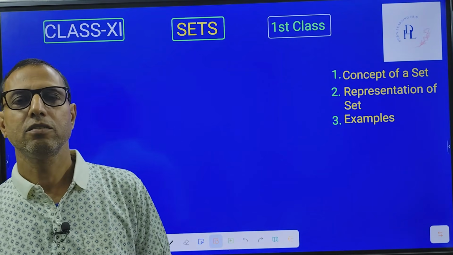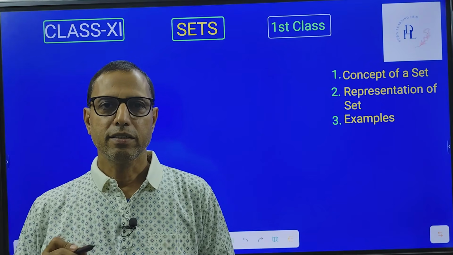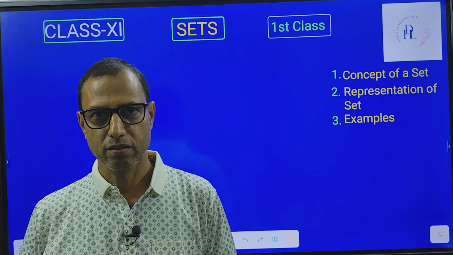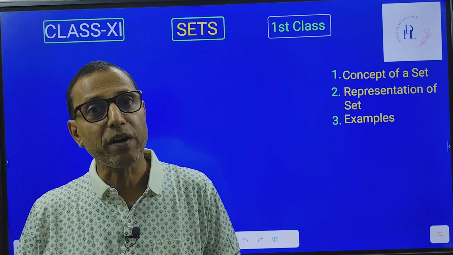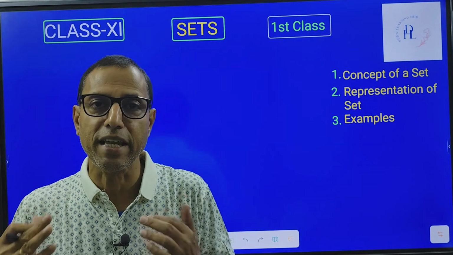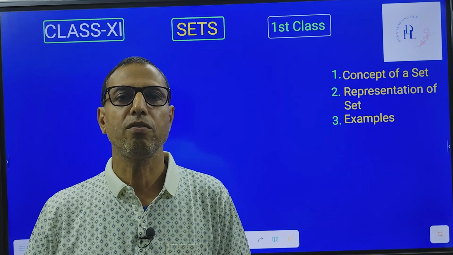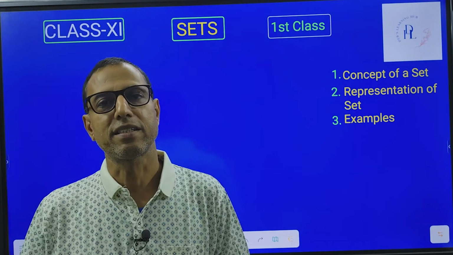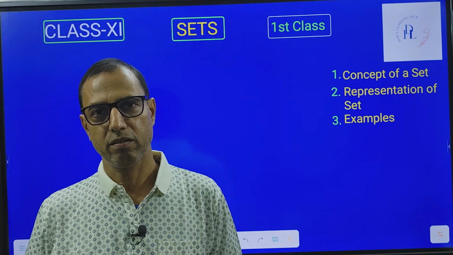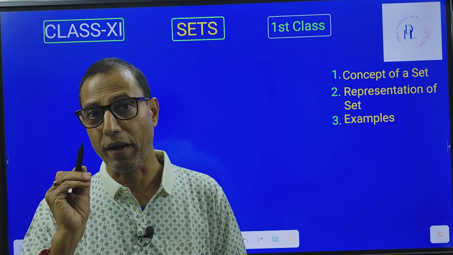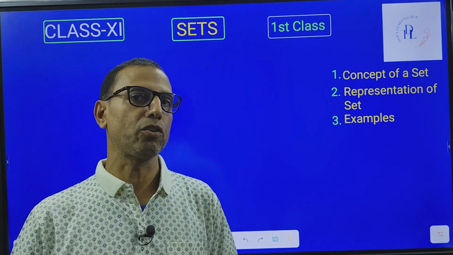So let's start. What is a set actually? A set is a collection of objects. What kind of objects? Well-defined objects and distinct objects. So a set is a collection of well-defined distinct objects. What does it mean? There are two terms you need to remember: well-defined objects and distinct objects.